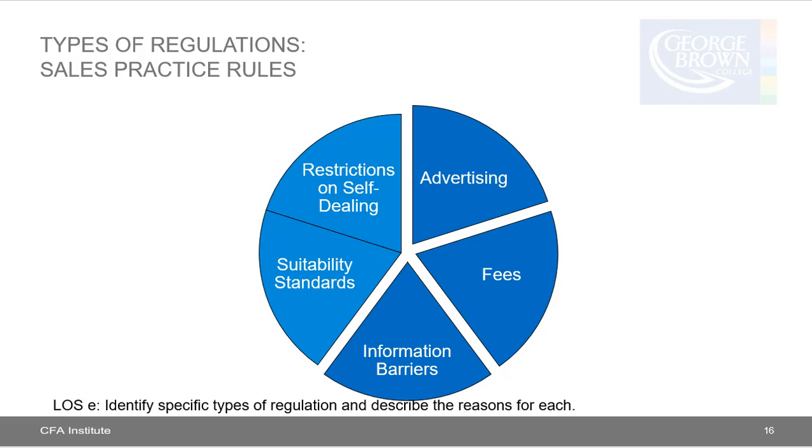And finally, restrictions on self-dealing. Many investment firms in the investment industry sell financial products such as securities directly to investors out of their own inventories. This practice allows them to provide faster service and better liquidity to their customers, as well as to provide access to proprietary financial products that may not be available elsewhere. However, self-dealing potentially creates a conflict of interest because the firm's interests may differ from those of the customer.